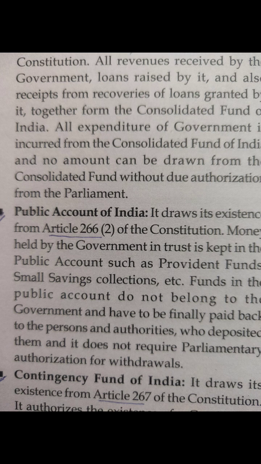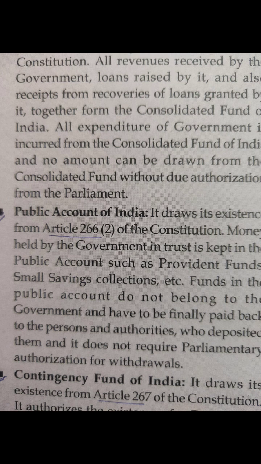This money does not belong to the government. The government is only holding this money temporarily until it gives it back to the rightful owners. 2. What money goes into the public account? Here are examples of the money held in trust by the government. Provident funds. Government employees save a part of their salary in a provident fund for their future. This money is kept in the public account until the employees withdraw it.